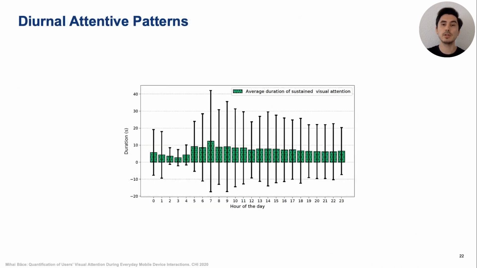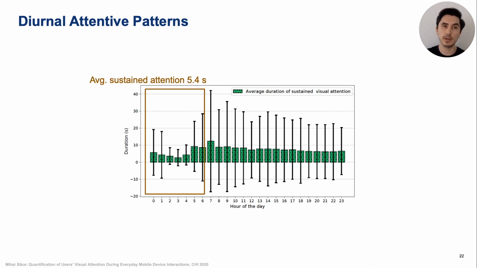Besides general visual attention analytics, we also looked at diurnal patterns. Through our analysis, we could quantify the diminishing nature of attention over the course of a day, from around 9 seconds in the morning to around 6 seconds in the evening, which further decreases at night. While not particularly surprising, our work is the first to collect such measurements unobtrusively, in situ, and without any special purpose eye tracking equipment.